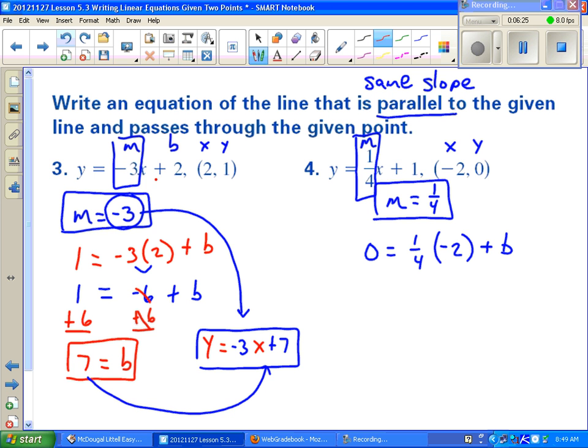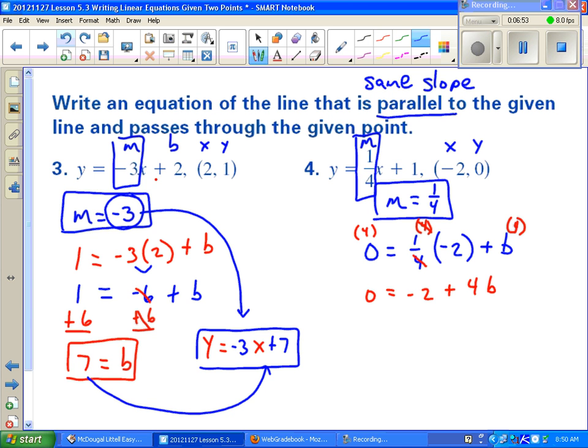Okay, we have 1/4 or 1 divided by 4. An easy way to get rid of that is to multiply all of your terms by 4. Anything times 0, 4 times 0 is going to be 0. 1/4 times 4 is going to cancel out that divide by 4 and just leave you with 1 times a negative 2, which is negative 2. And then 4 times b is plus 4b.